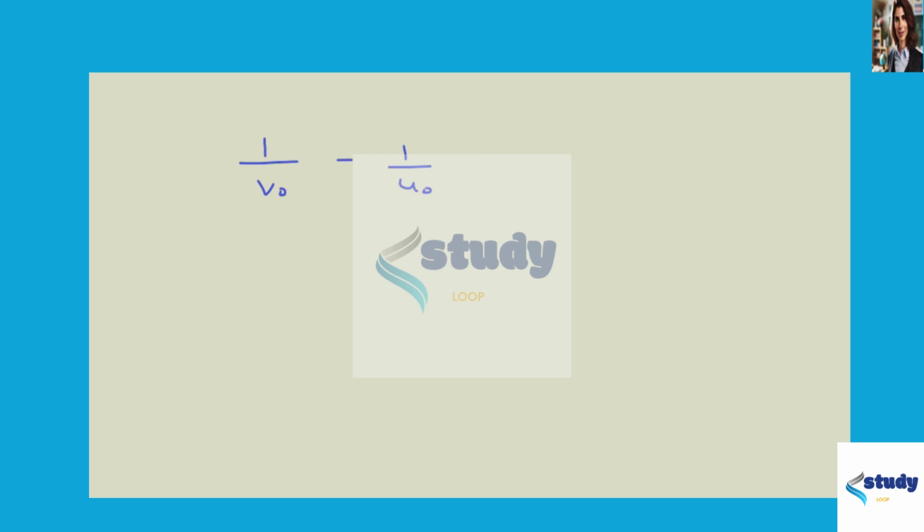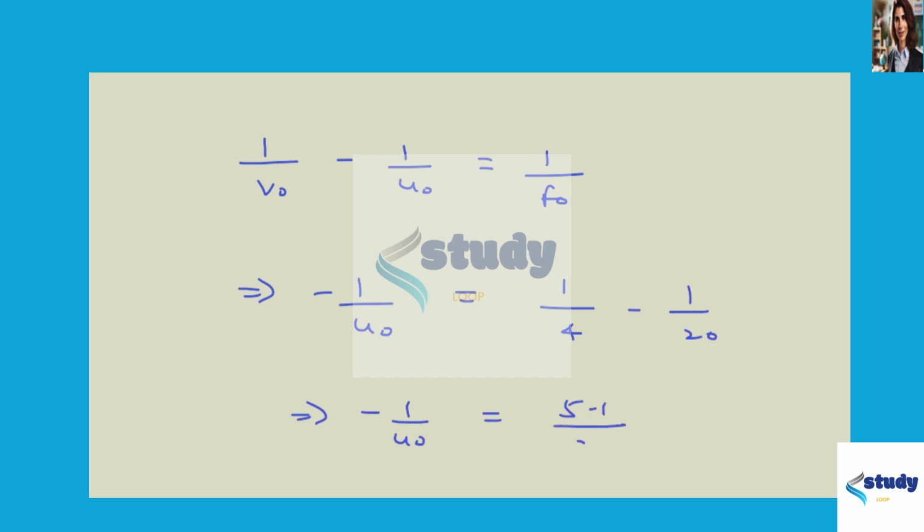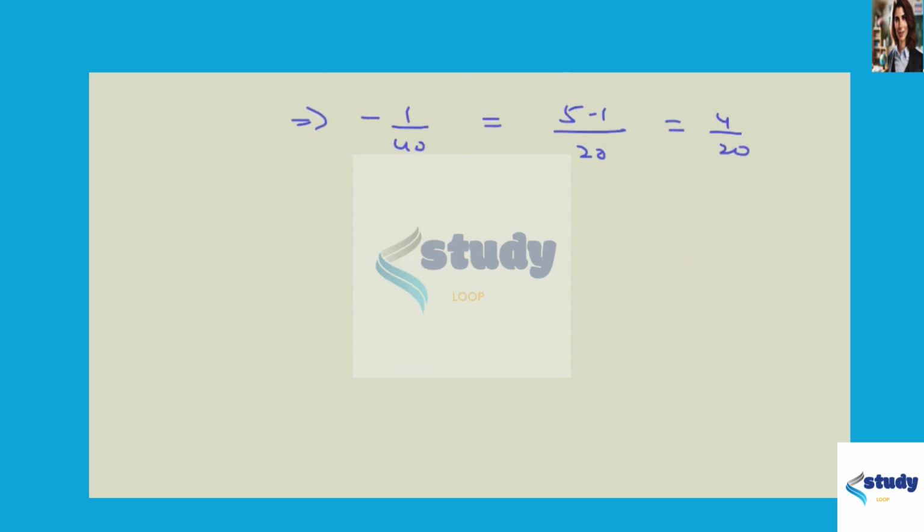Now on applying the lens formula for objective lens, I can write 1 by V naught minus 1 by U naught is equal to 1 by F naught. On solving it further, I can write 1 by 20 minus 1 by U naught is equal to 1 by 4, so finally 1 by U naught is equal to 1/4 minus 1/20, which is equal to 4 by 20. On further simplification, I get the value of U naught is equal to 20 by 4, which is equal to 5 centimeter.